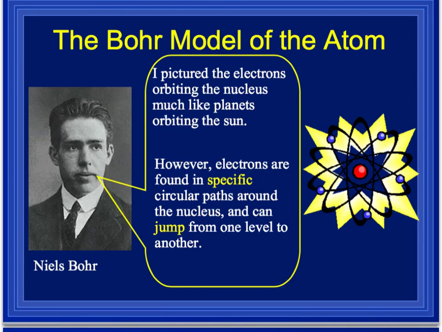Here we have a picture of Niels Bohr, and he's basically just saying the same thing we discussed on the last slide. He thought that electrons orbited the nucleus like planets around the sun, and that these electrons follow specific circular paths, and can jump from one level to the next.